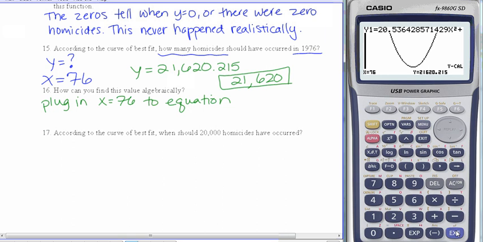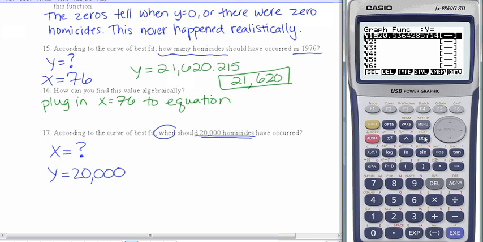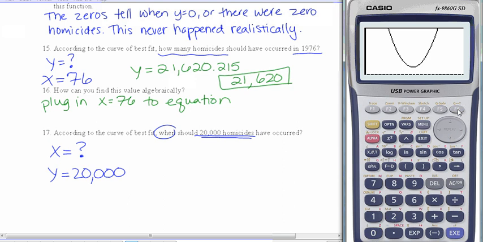All right, number 17 asks, according to the curve of best fit, when should 20,000 homicides have occurred? So we're looking for a when, so I'm looking for what x equals. When there's 20,000 homicides, that means y is 20,000. Well, where do I usually put in a y equals in my calculator? Y equals was on the regular screen in the graph menu. I can put in y is 20,000 and I can draw this.